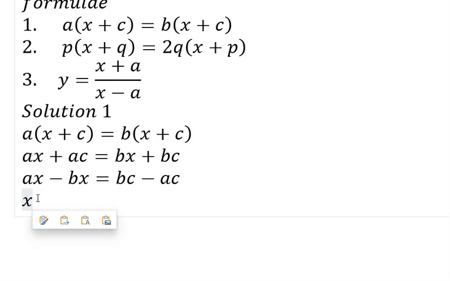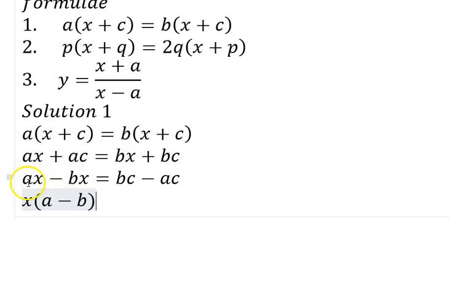X is common. So if you remove x from here, you'll be left with what? With a. If you remove x from here, you'll be left with a. Because we have minus here, that's the sign that is in between. So if you remove x from here, you'll be left with what? B. You can close the bracket.